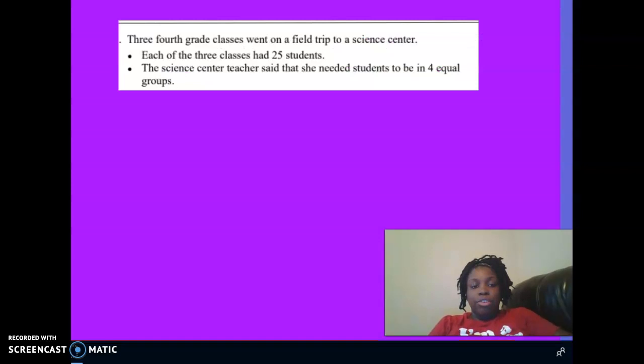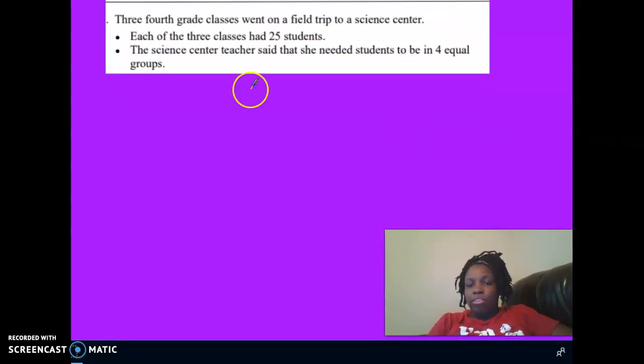All right, number 2. Three fourth grade classes went on a field trip to a science center. Each of the 3 classes had 25 students. The science center teacher said that she needed students to be in 4 equal groups. So this might be more than one step. But if the first bullet says each of the 3 classes had 25 students, what does that mean? What keyword do you see in that first bullet? Good, each.